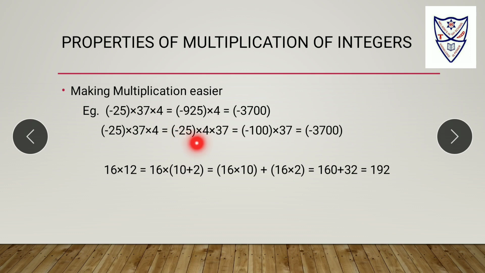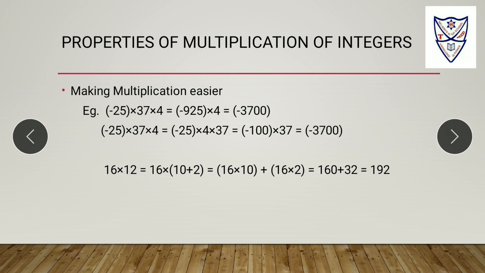Now we will multiply minus 25 by 4, which we can do orally. It is 100, and here there is a minus sign, so minus 100. So minus 100 multiplied by 37. This also we can do orally, as we know that 37 ones are 37 with a minus sign, so minus 37, and after that two zeros. So we get minus 3700. This way we can make multiplication easier.